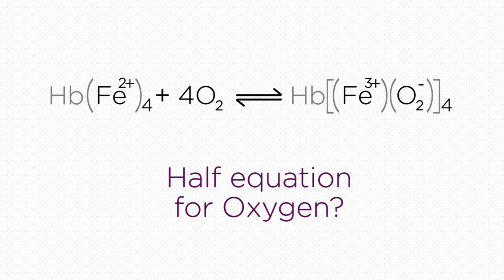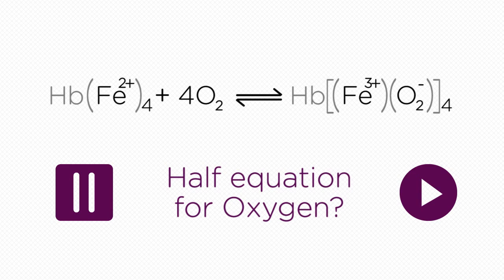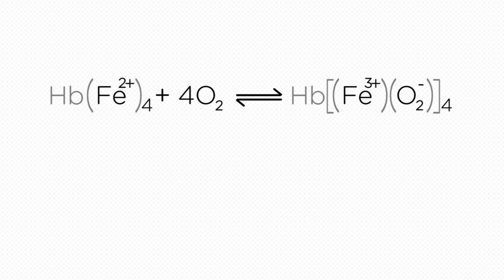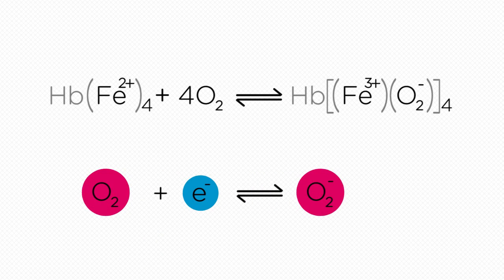Can you write the half equation for oxygen forming the superoxide? Pause the video for a moment and think. The answer is that oxygen remains bound to oxygen, but undergoes reduction, gaining an electron from iron.